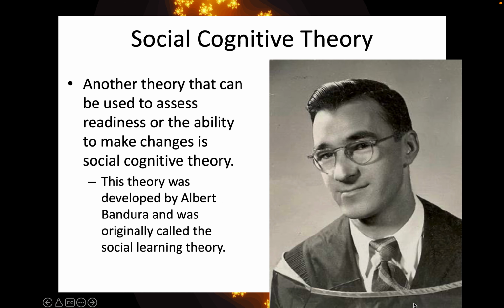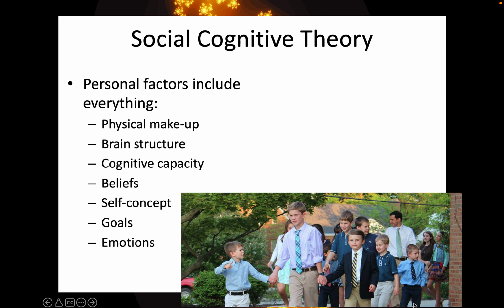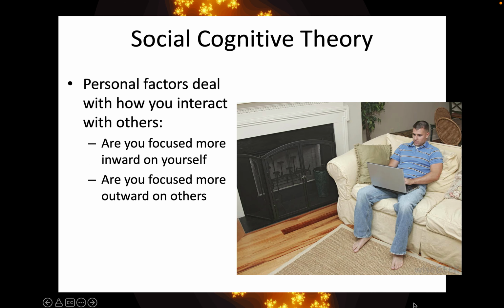Another theory that can be used to assess readiness or ability to make changes is social cognitive theory. This theory was developed by Albert Bandura and was originally called the social learning theory. This theory considers the impact of the following factors as to readiness for change: the environment that they're in, their personal self, and their behavior. Personal factors include everything: physical makeup, brain structure, cognitive capacity, beliefs, self-concept, goals, emotions. These are all personal factors.